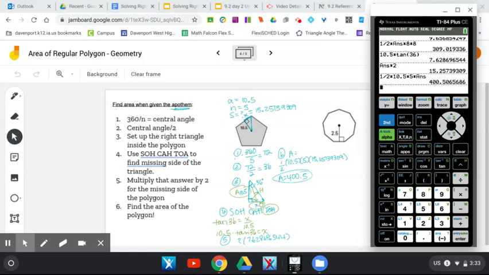All right, go ahead and pause the video and see if you can do the second one on your own, and then when you're done, hit play and let's see how you did. All right, for the second one here, you have an apothem of 2.5. Your number of sides here is 1, 2, 3, 4, 5, 6, 7, 8, 9. Okay, so 9 sides, and S is unknown. We know how many sides we got, we don't know what the side length is.